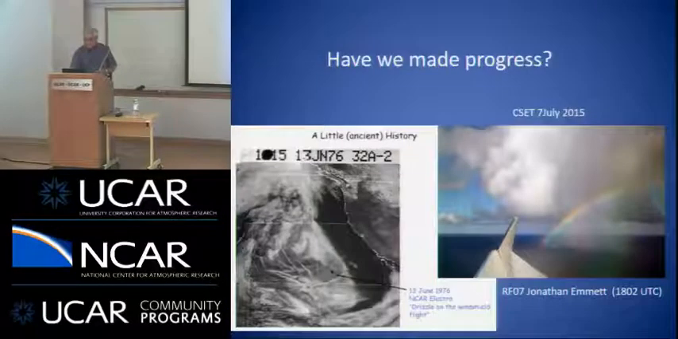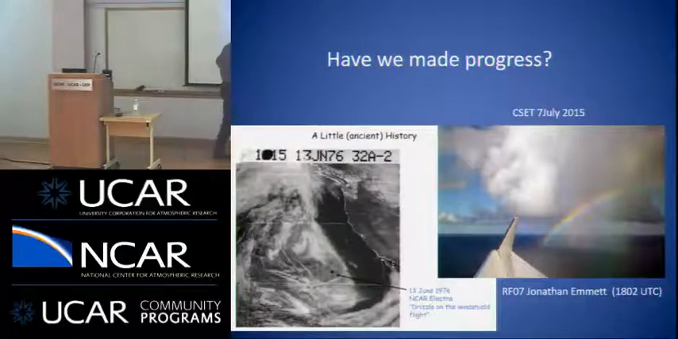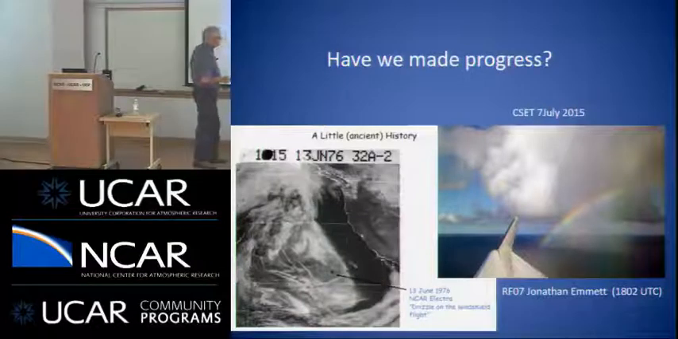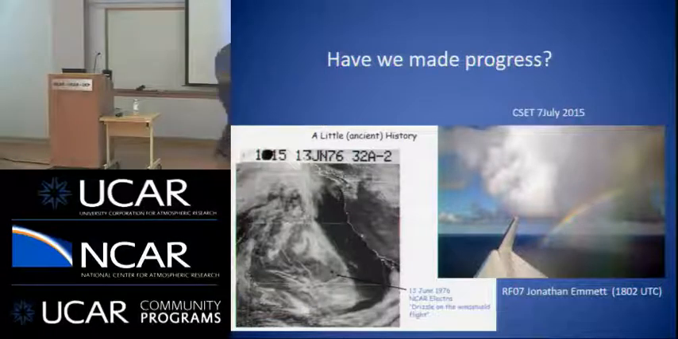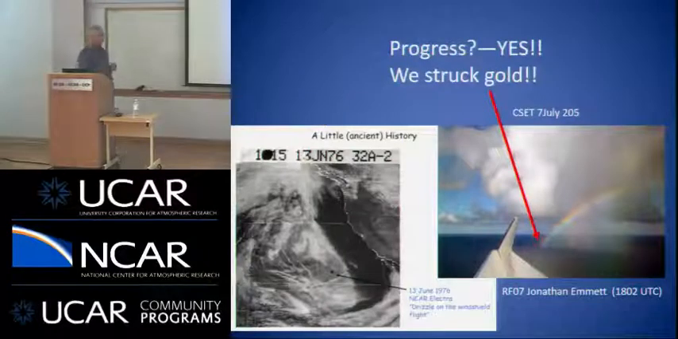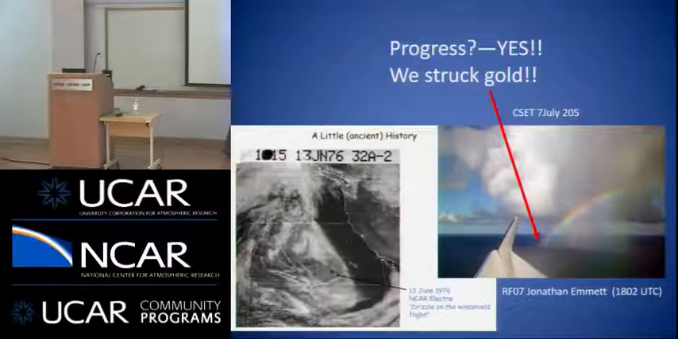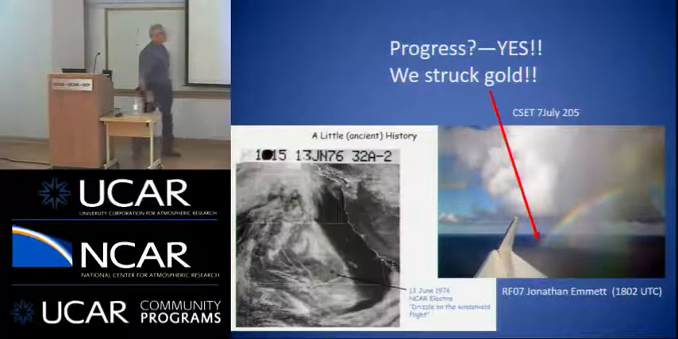And so I guess the question is, have we made progress? Jonathan kindly provided this image. Now, we didn't have rain on the windshield. There was rain on the windshield, but I wasn't up there. I did see it a couple of times. But pilots reported rain on the windshield, and the cameras showed it very nicely. And so CSET, 7 July. So have we made progress? I say yes. We struck gold. We know right where the gold is, too. It's right there. And so I think we've done very well on that.